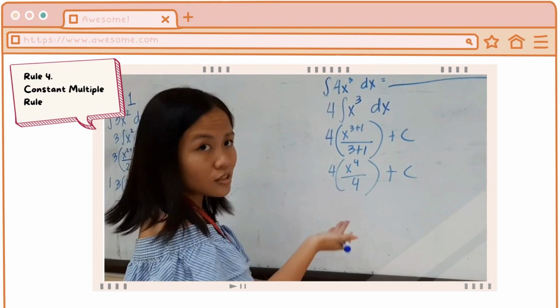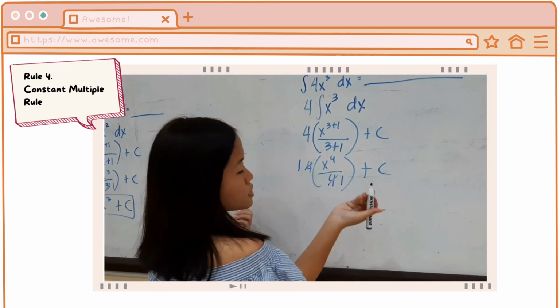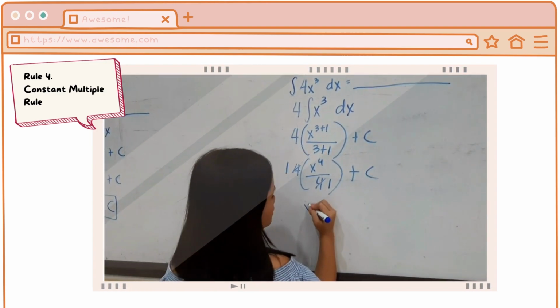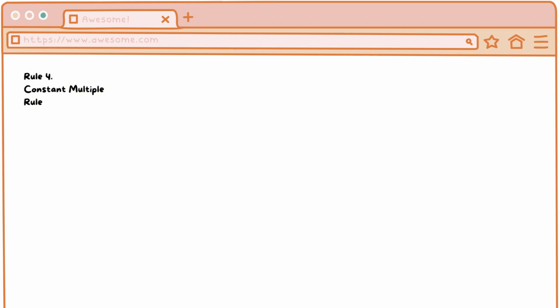So 4 x to the power of 4 over 4 plus c. Since it's cancelable, we cancel the 4 and 4, which is 1. 1 times x to the power of 4 is x to the power of 4 plus c. This is our final answer.